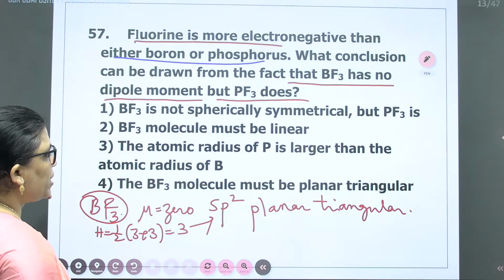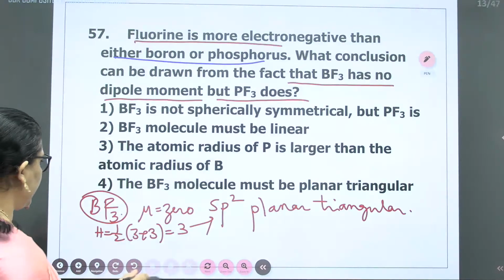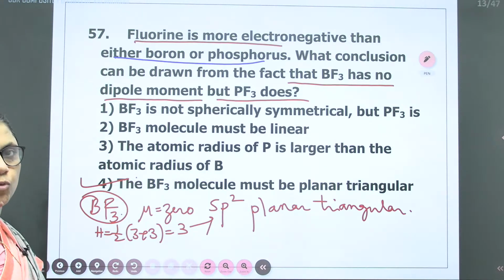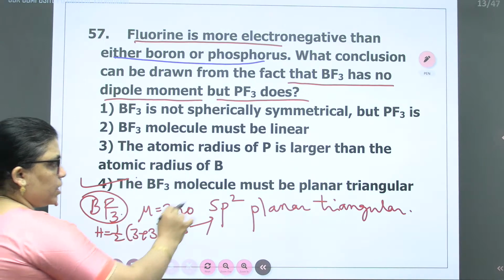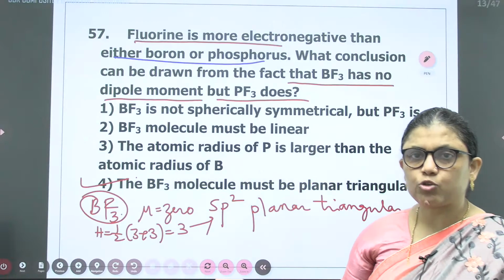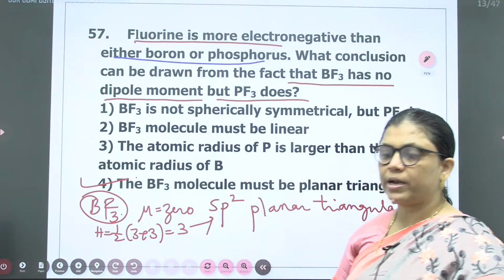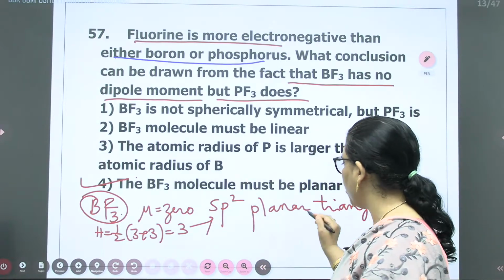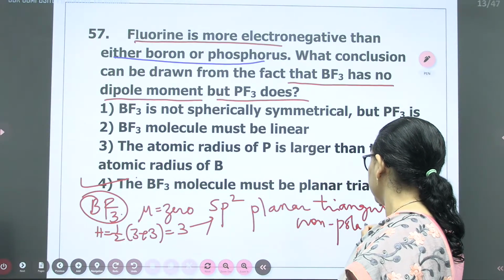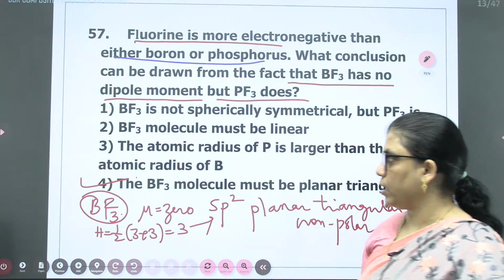Next, the atomic radius. Atomic radius cannot decide. Therefore, the correct option for question number 57 is the fourth one. In case of the BF3 molecule, it must be planar triangular because it is sp2 hybridized. When the dipole moment is 0, it will be non-polar.